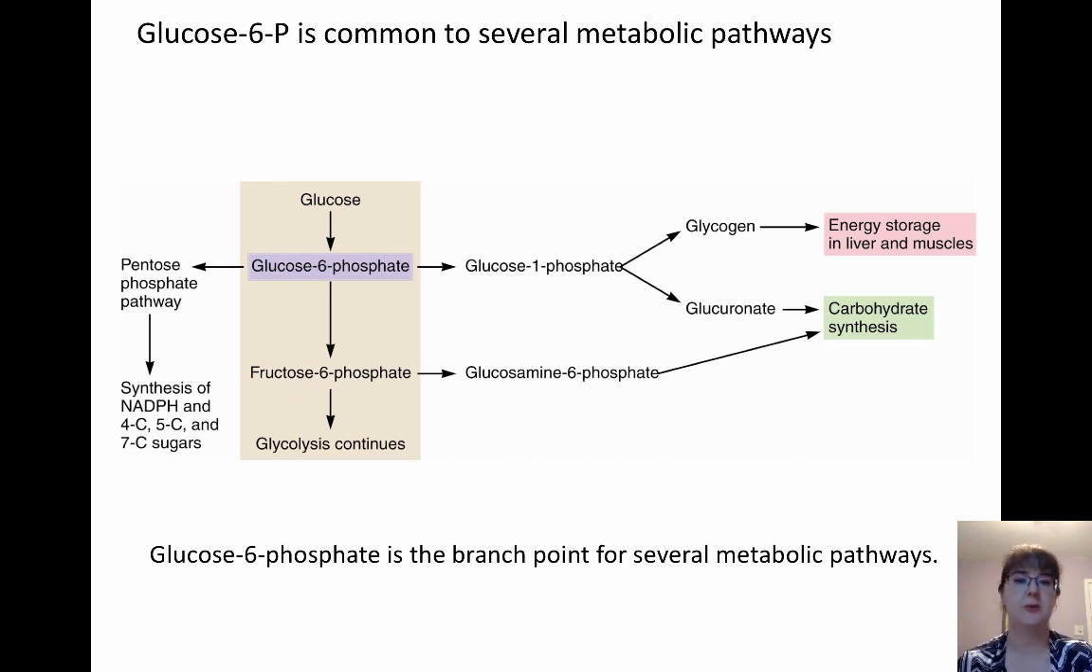So we can use glucose 6-phosphate either directly in the pentose phosphate pathway, or you can get that changed to glucose 1-phosphate, which is then used to create glycogen, or can then be moved into glucuronate, which is used for carbohydrate synthesis. And as we move down the line, glucose 6-phosphate will then go to fructose 6-phosphate, which again can be utilized to make glucosamine 6-phosphate for carbohydrate synthesis. So even looking at a small snapshot of cell metabolism, glucose 6-phosphate starts us down a path with a lot of different potential chain reactions.